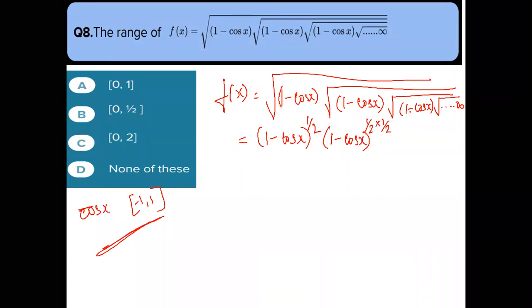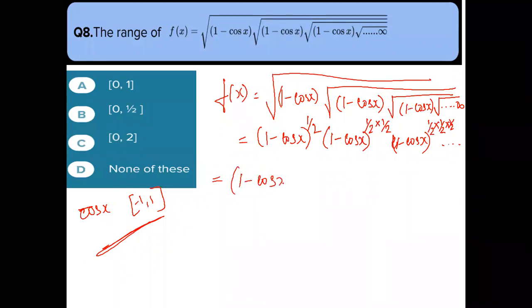If you go to the third part, how many times is the square root repeated? 3 times. So it becomes 1 minus cos x to the power 1 by 2 into 1 by 2 into 1 by 2, and it continues, correct? Because it goes on till infinity. It is not 1 by 6, because 1 by 2 into 1 by 2 into 1 by 2 is 1 by 8, Dikshita. So simplify.